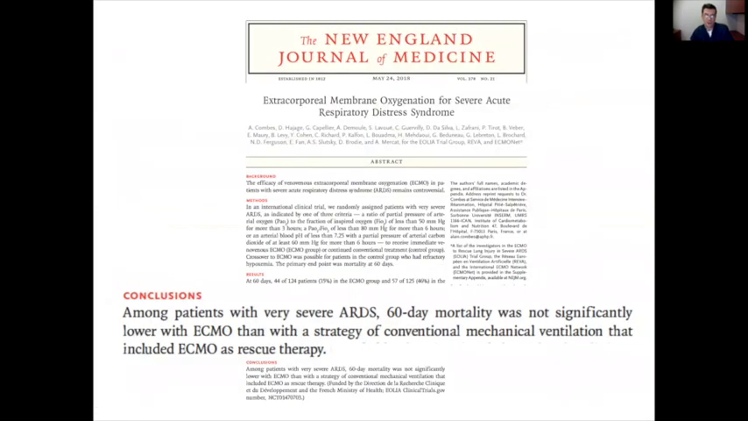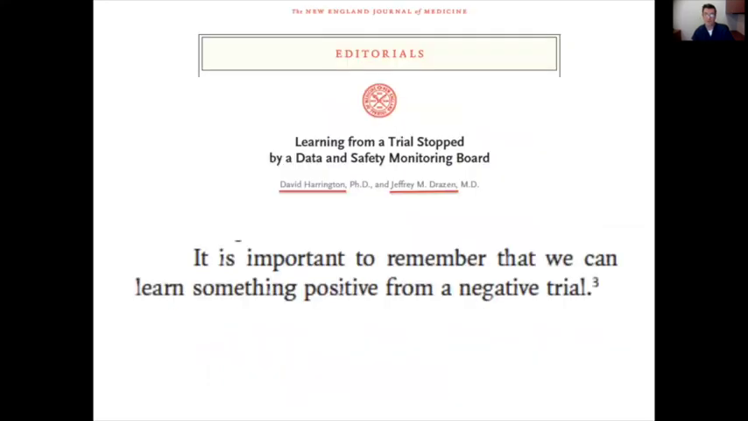So this is the conclusion in the New England Journal, and this is what the editor-in-chief at the time, Jeff Drazen, had required us to put as the conclusion, which was appropriate. Among patients with very severe ARDS, 60-day mortality was not significantly lower with ECMO than with a strategy of conventional ventilation that included ECMO as rescue therapy. That's interesting. So in other words, it's a negative trial.